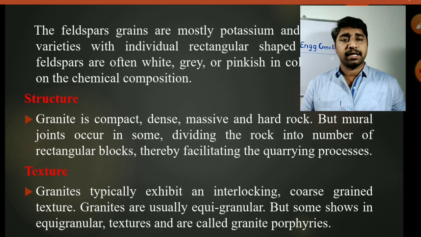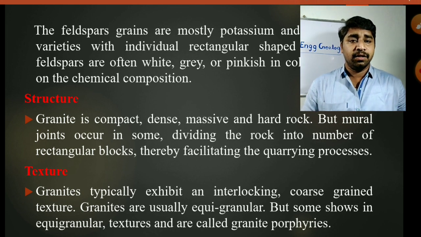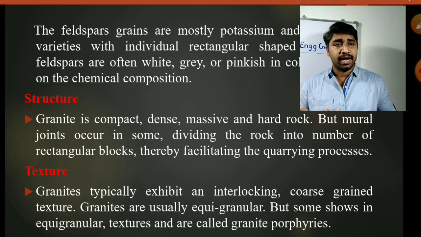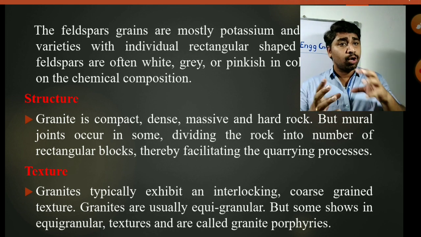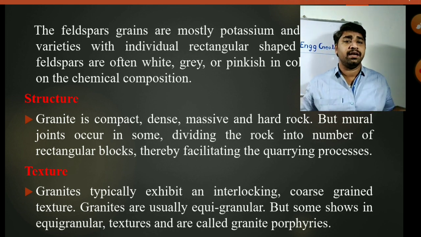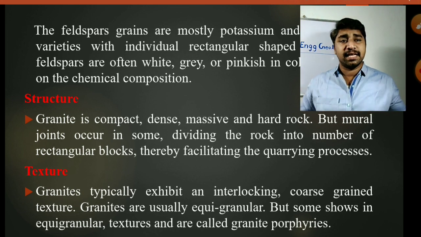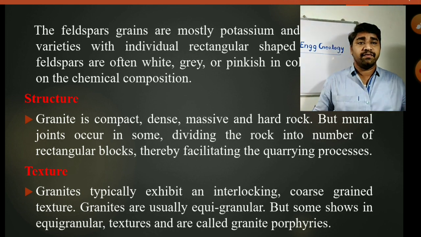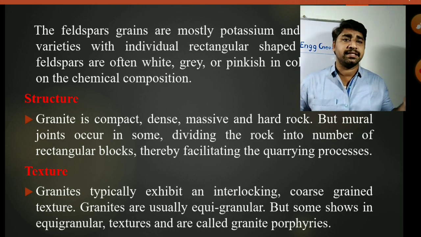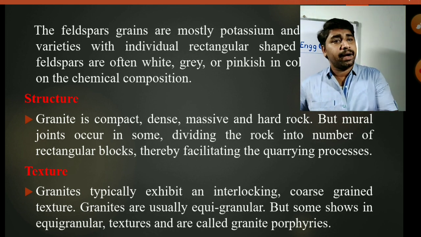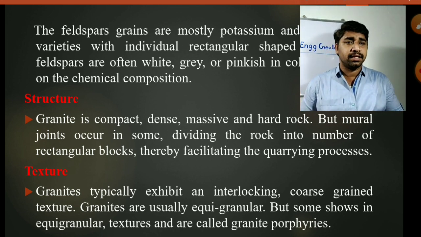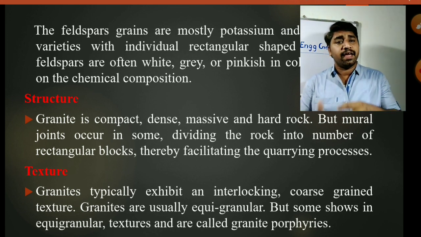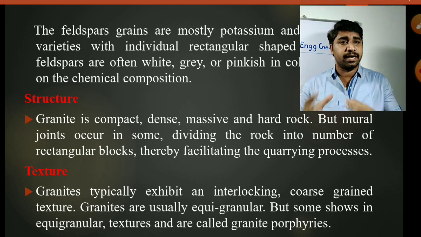Coarse grain texture, and granites are usually equigranular. What is the difference? Coarse grain means bigger sized particles are there, and equigranular means those bigger sized particles will be of equal size. Means all the particles will have the same size, which is bigger in size. For example, if we take 4.75 mm, that is the size of the particle. All the particles will be around 4.75 mm, and 4.75 mm is itself a coarse grained particle size.